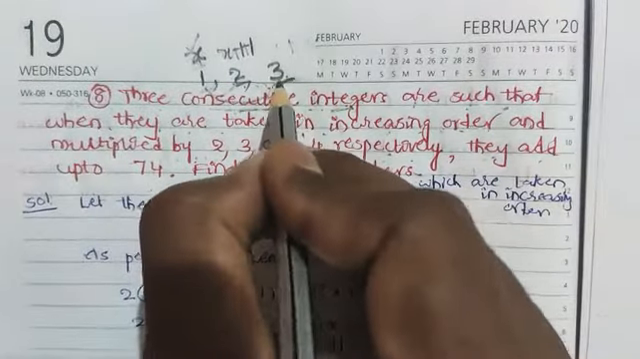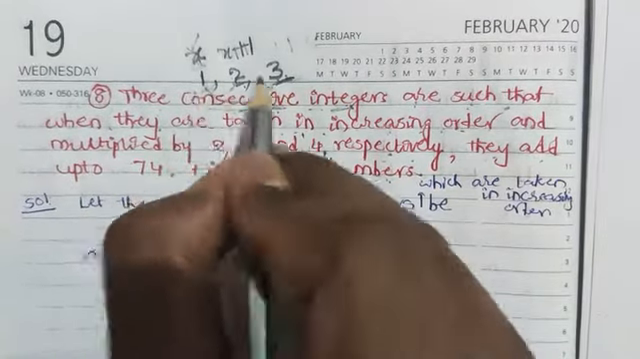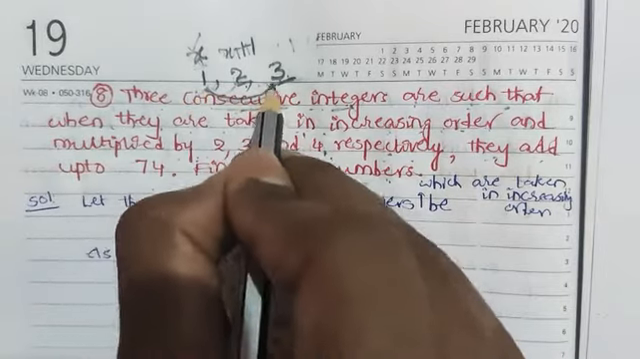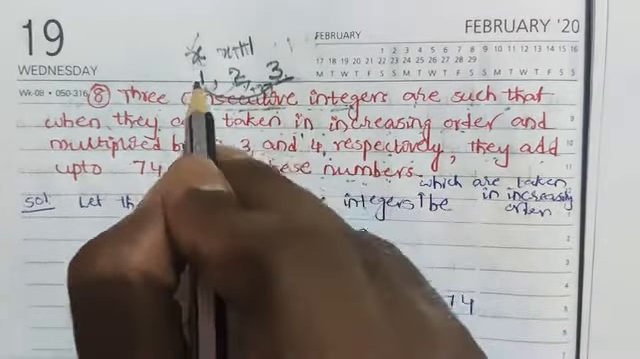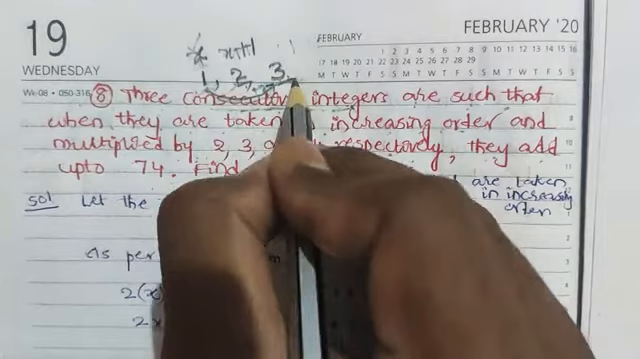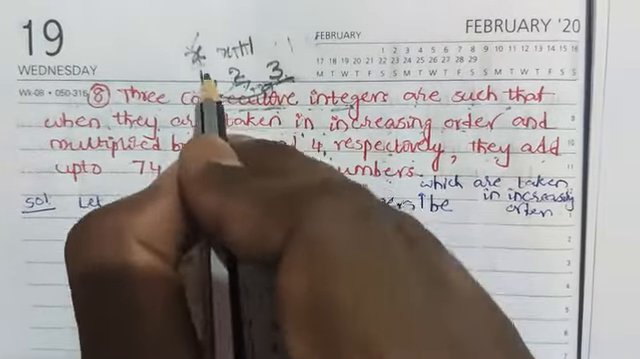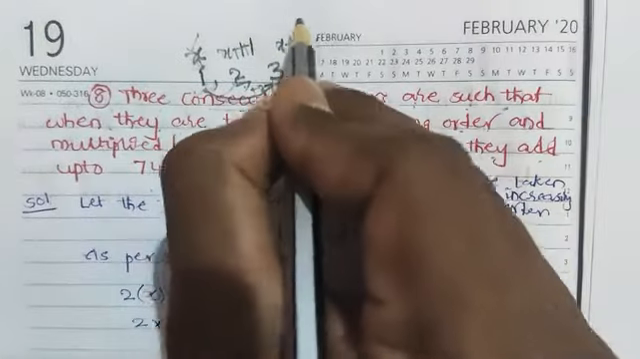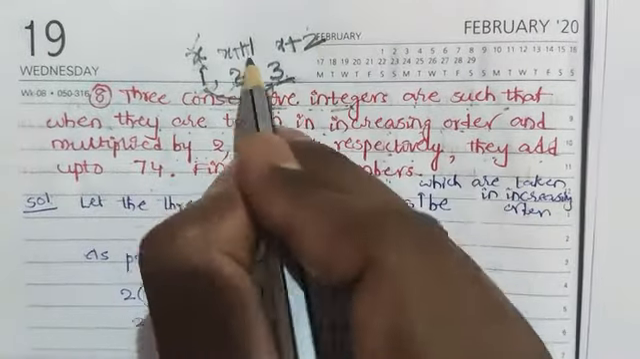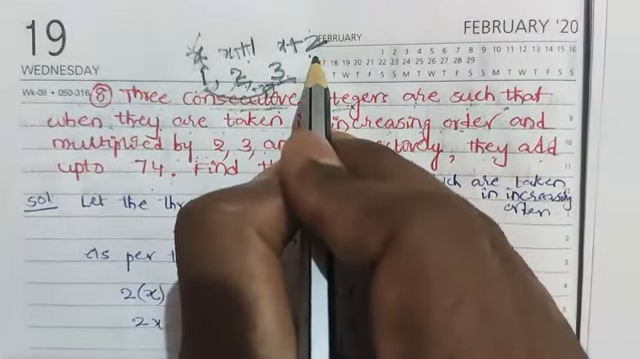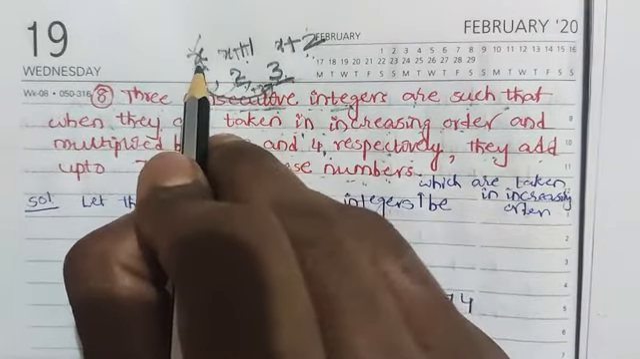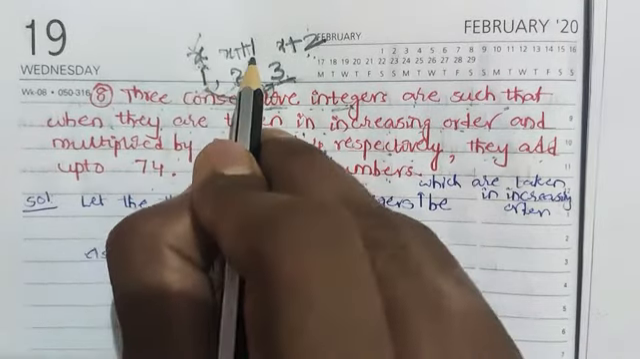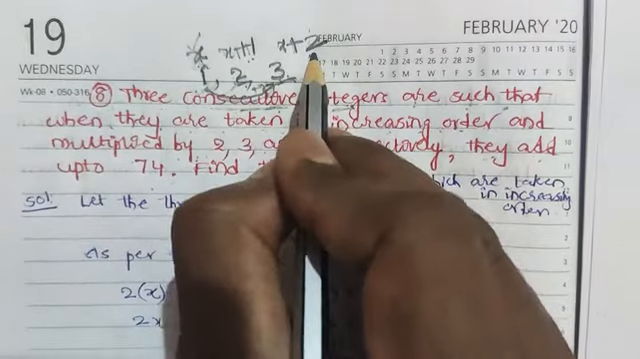Now 3. What is the relationship between 3 and 1? 1 plus 2 will give 3. First number plus 2 gives the third number. If the first number is x, the third number will be x plus 2. So the general form of three consecutive integers is x, x plus 1, and x plus 2.